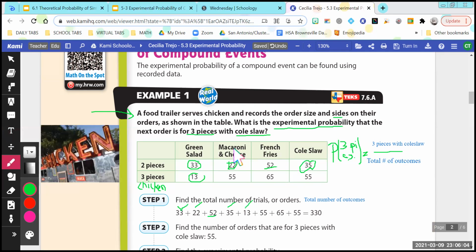There it is. Three piece and mac and cheese, 55. There it is. Three piece and a french fry, 65. There it is. And three piece and coleslaw, 55. And there it is. So they got 330. So that means that they served 330 customers for this data that they recorded, right?